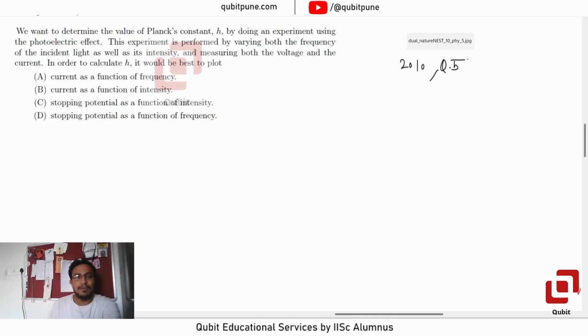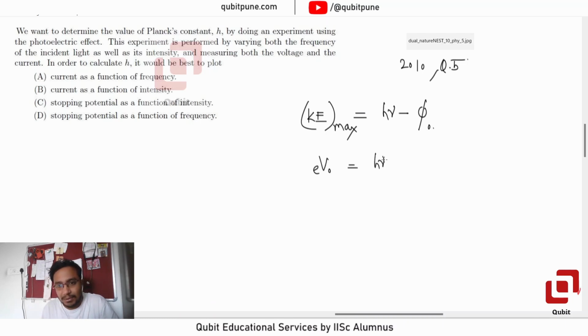Well, what is the formula that we know? K max is equal to h nu minus phi, right? If we know the metal's work function, we can easily say e V naught is equal to h nu minus phi naught. So which graph seems to be the best one? Stopping potential V naught as a function of frequency. It would be a straight line, just get the slope.